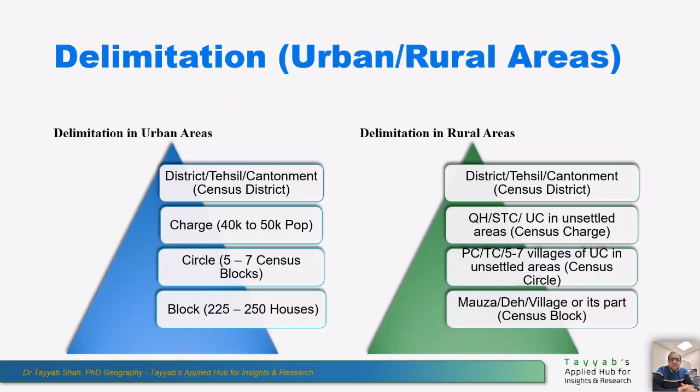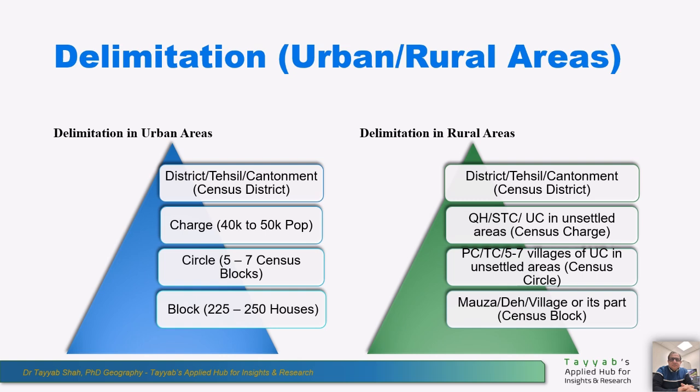And another way to explain this, delimitations. In an urban area, there is a district, then cantonment and charge circles, and further they have blocks, and you can see the number of households usually they carry in one unit. And then in rural area, mostly up to the tehsil they have a Kanungo and UC, and in some areas they have STC and UC.